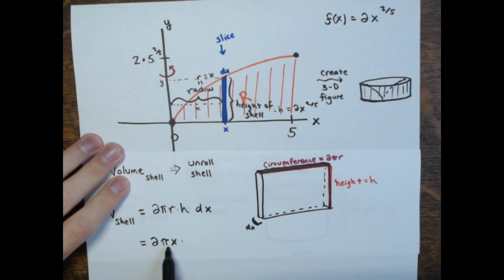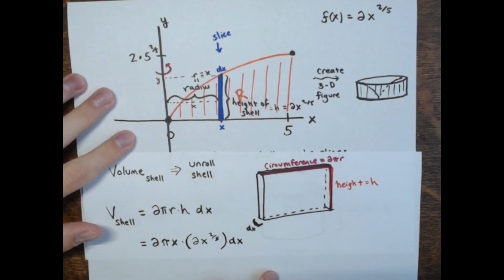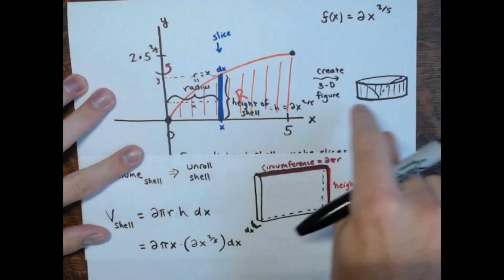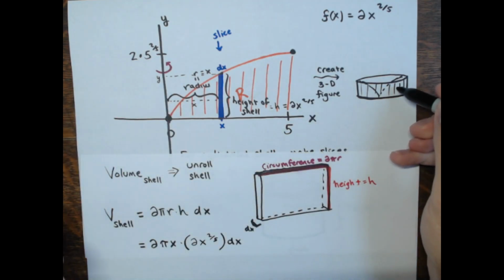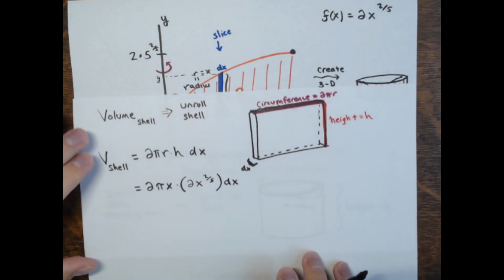So the circumference of the ring, 2 pi times the radius x, times the height of the shell, the height of the rectangle, 2 times x to the 2/5 power. And then times the thickness, which is dx. So there's the volume of a single shell. And what I would like to do now is make a shell for every x value here from 0 to 5. And when I create all those, we'll get a bunch of pieces of paper, rolled up and put inside each other to form this 3D shape. And that'll give us our volume.